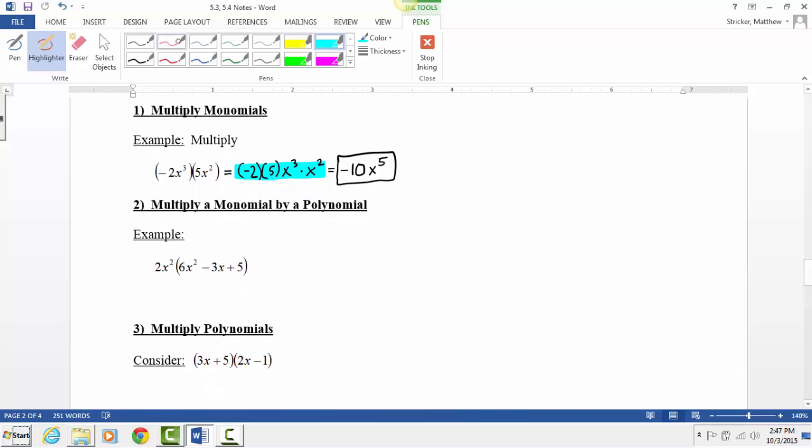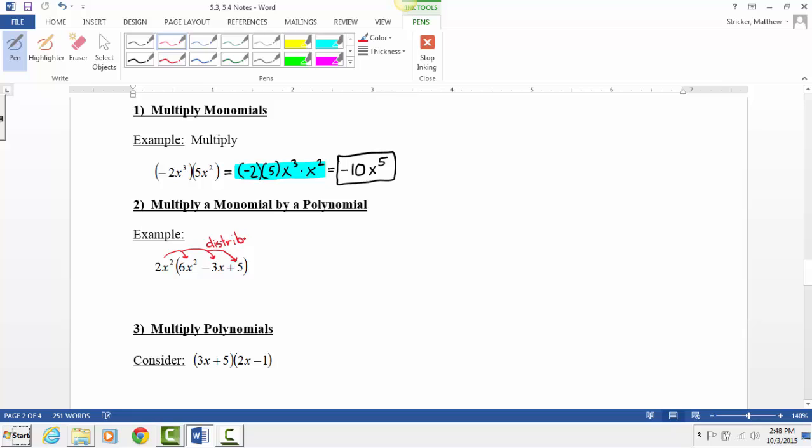Okay, now in the next example, can you think what might happen here? I have 2x squared times parentheses 6x squared minus 3x plus 5. What do you think we might do here? Hopefully what you're thinking in your head is that we want to distribute, because if that's what you're thinking, you would be right.